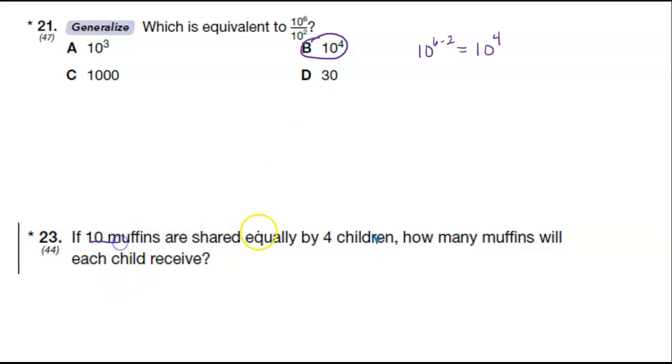If 10 muffins were shared equally by 4 children, how many muffins would each child receive? Probably 2, and I'd have 2 left over. Each would receive 2. 10 muffins, 4 children. Yep.